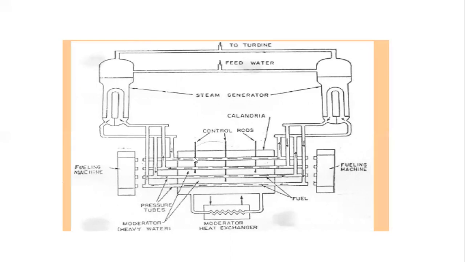This is another diagram for the heavy water cooled reactor. This is the steam inlet, feed water, and steam generators. These are the steam generators, and these are the control rods. This is the moderator heat exchanger, and this is the fuel. These are the pressurized tubes and the moderator.